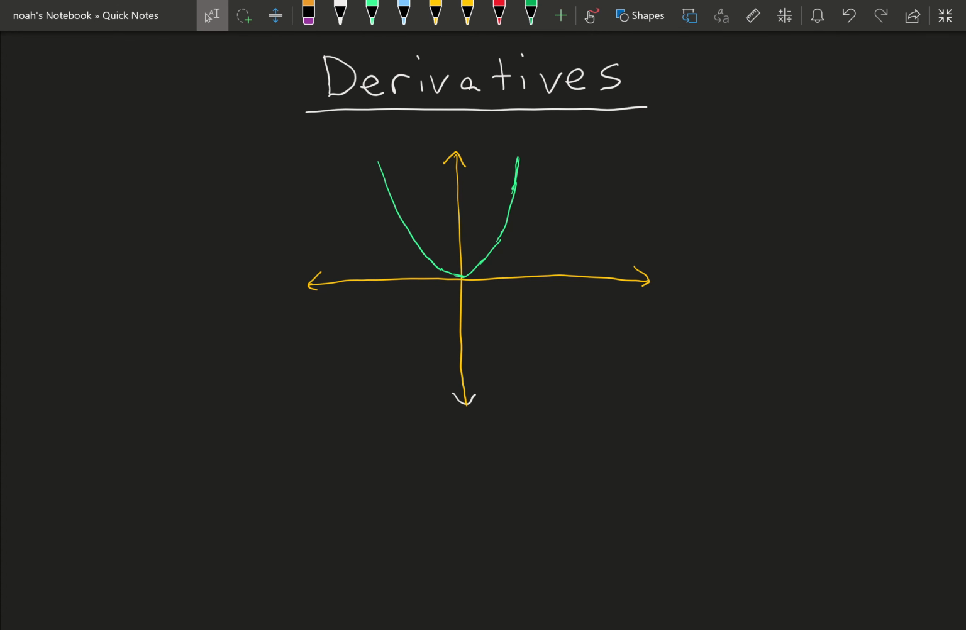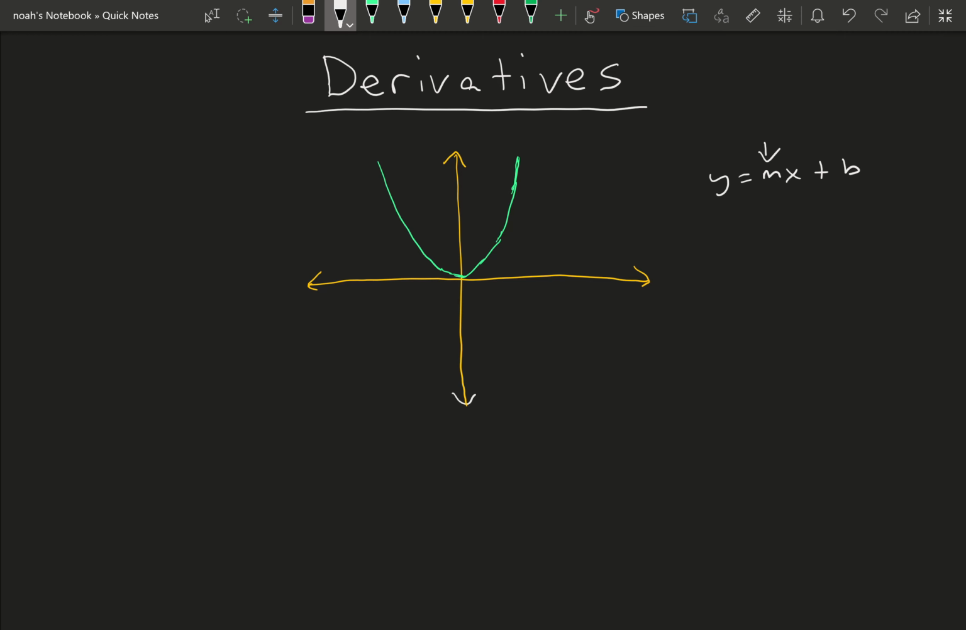Derivatives are a fundamental concept in calculus. A derivative measures the change in a function, otherwise known as the slope. We used to compute the slope on linear lines using this formula, y equals mx plus b, and m would be the slope of that line.